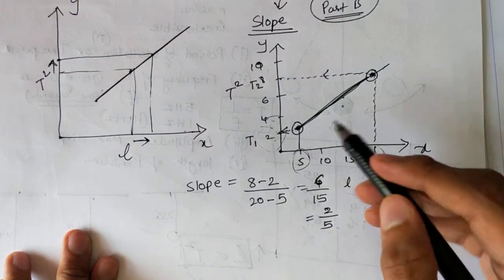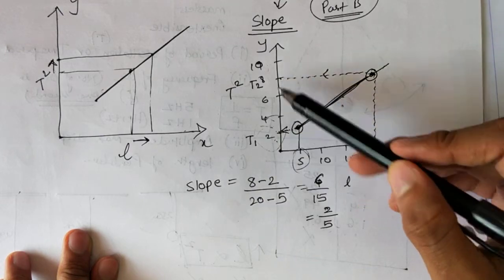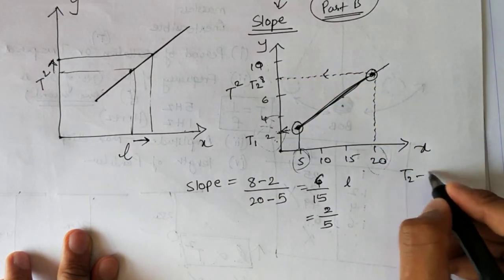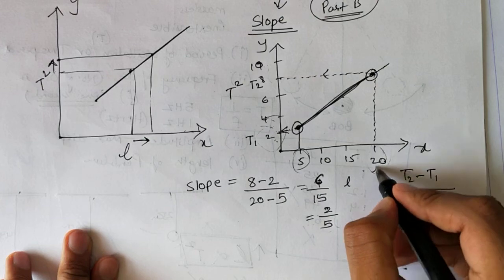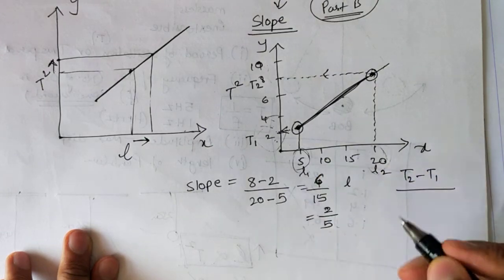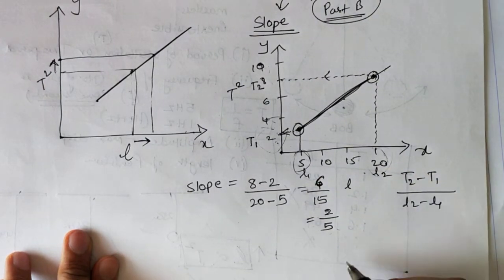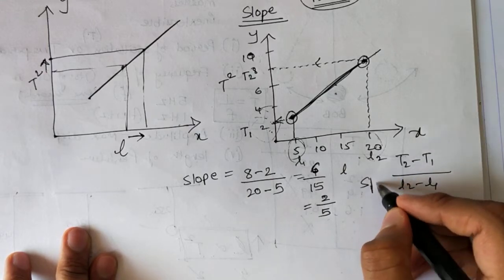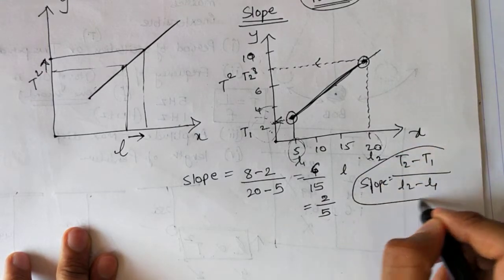How did you calculate the slope? T2 minus T1 upon, let's say this is L2 and this is L1, so L2 minus L1. This is the formula for slope.